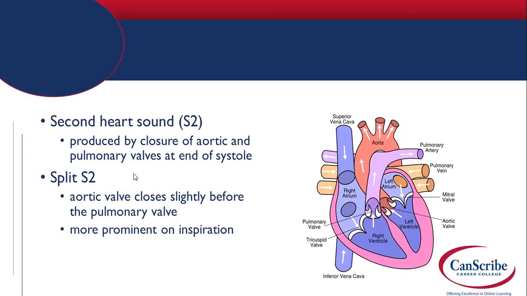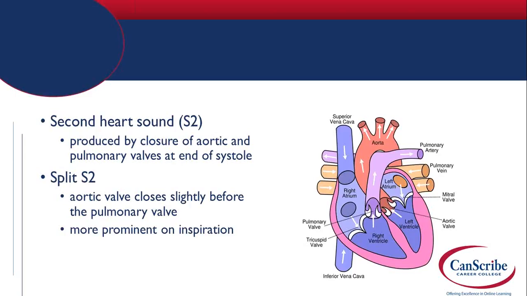The second heart sound is the S2, and it's produced by closure of the aortic and pulmonary valves at the end of systole. So this valve and this valve, the aortic and pulmonary valve at the end of systole, it's when they close. Sometimes you'll hear the term a split S2, and that just means the aortic valve closes slightly before the pulmonary valve. And more prominent on inspiration is when you're more likely to hear this sound.